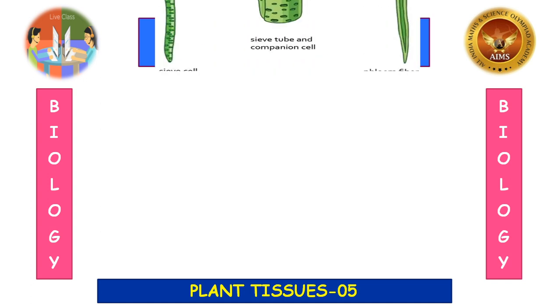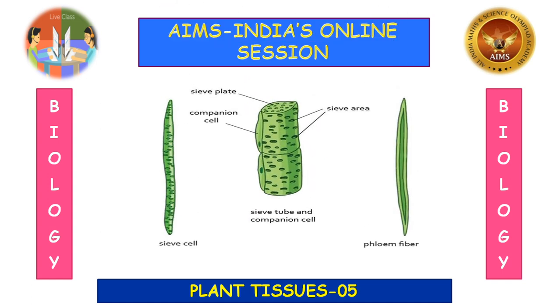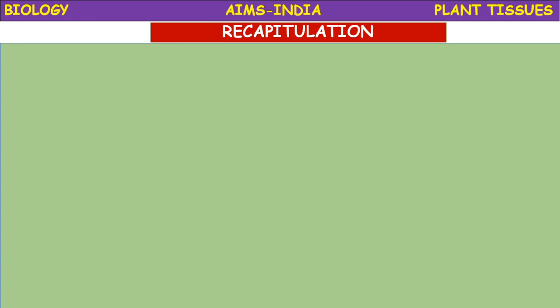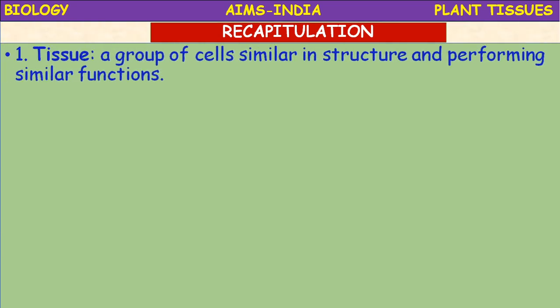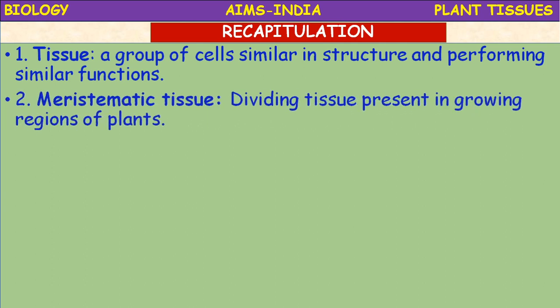Plant tissues. We have completed the lesson. So in today's class, let us recapitulate and do the assessment. Recapitulation: what we have learnt. What is a tissue? A tissue is a group of cells similar in structure and performing similar functions.